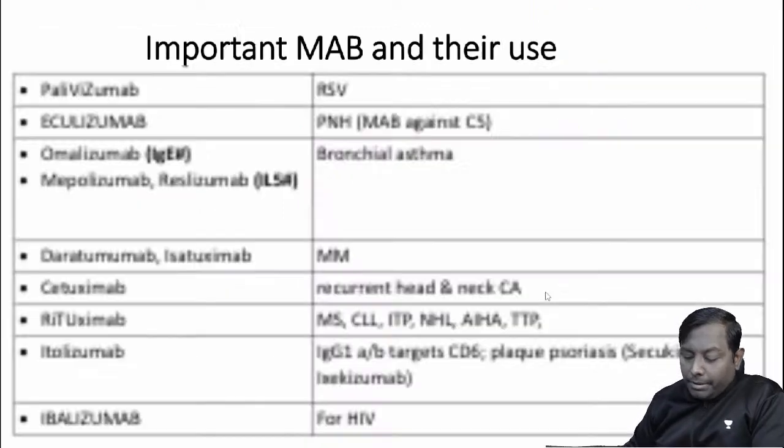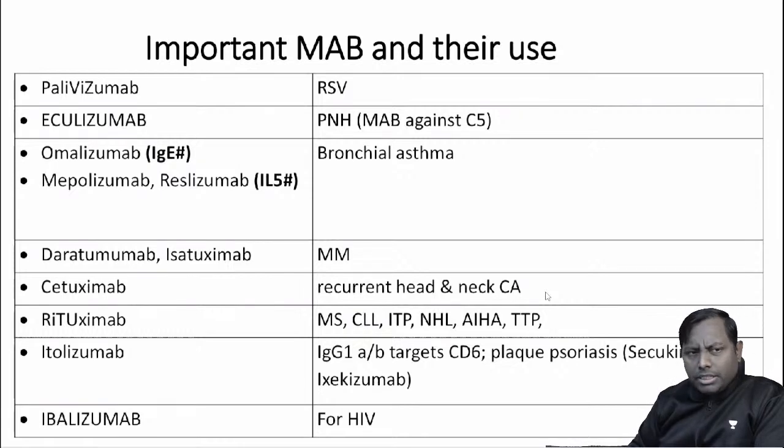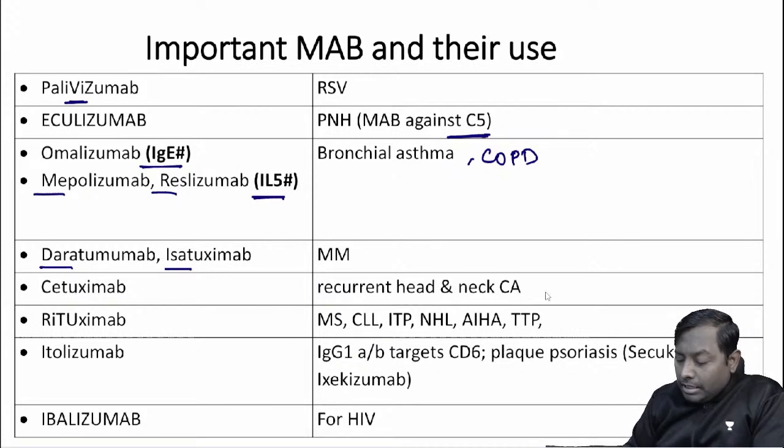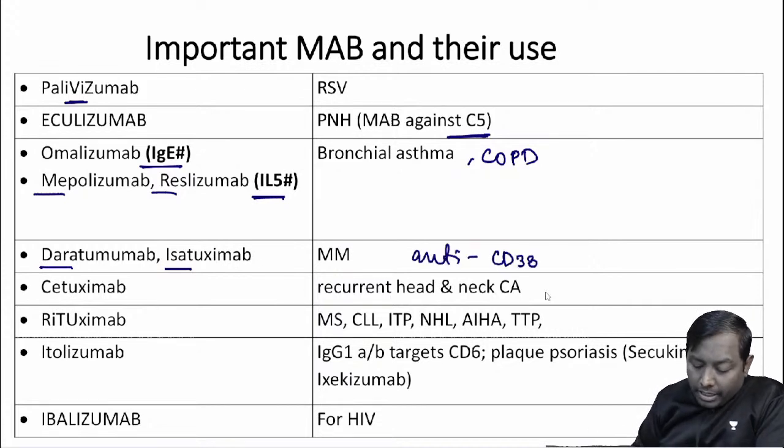Then when you download the PDF, you will be getting some of the important monoclonal antibodies that are self-explanatory, like virus के लिए, respiratory syncytial virus के लिए palivizumab, eculizumab for paroxysmal nocturnal hemoglobinuria. They are monoclonal antibodies against complement 5. Omalizumab against IgE, mepolizumab and reslizumab against interleukin 5. They are used for bronchial asthma and COPD. Daratumumab and Isatuximab. So Dara and Isha, they are from the same age group. So remember, they are used in multiple myeloma, and they are actually anti-CD38. So I used to say that Dara and Isha fell in love at the age of 38. At the age of 38, they both fell in love.